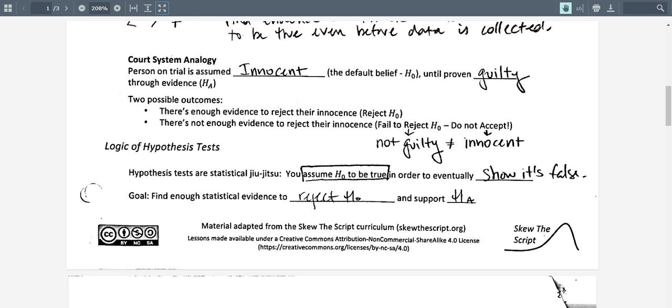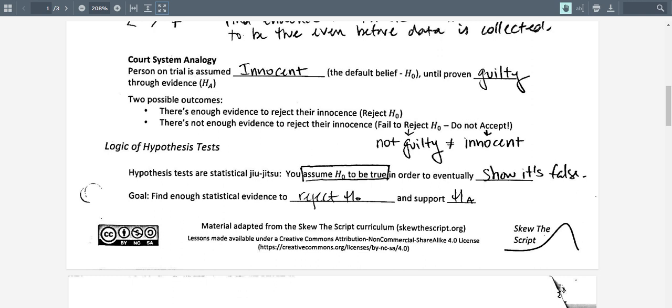Our next component is the court system analogy, and I know that I've talked about this in class as well. So we're always working on an assumption. So we assume that a person is innocent. That's the default, that's the null, until we show otherwise, which is that they are in fact guilty. So when we're testing, we either have enough evidence to reject the null hypothesis, or we don't find evidence to reject the null hypothesis. So thinking in a court system, a person is either found guilty or not guilty.